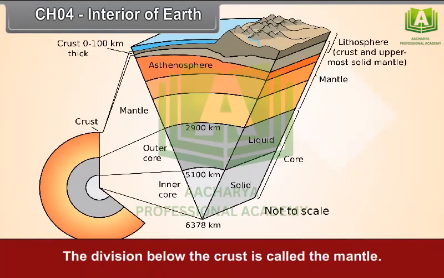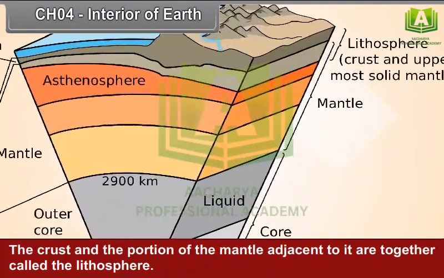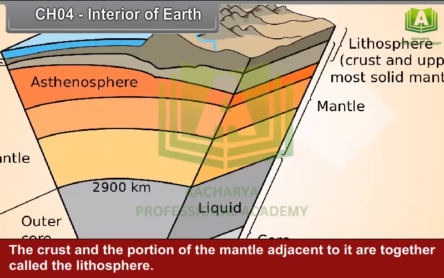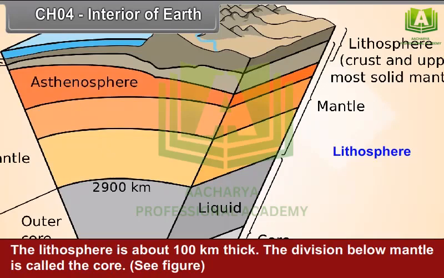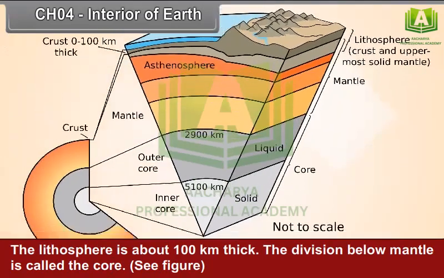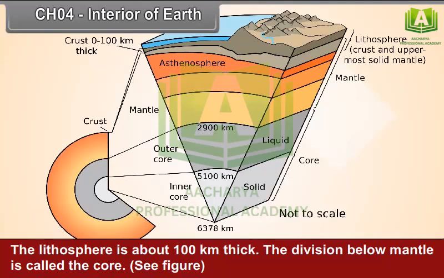The division below the crust is called the mantle. The crust and a portion of the mantle adjacent to it are together called the lithosphere. The lithosphere is about 100 kilometers thick. The division below mantle is called the core. See Figure 4.1.